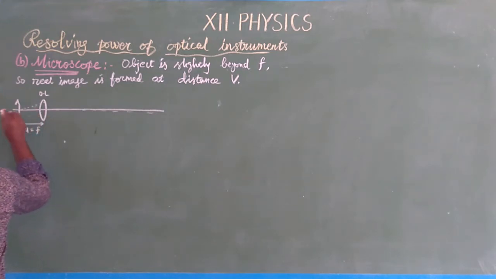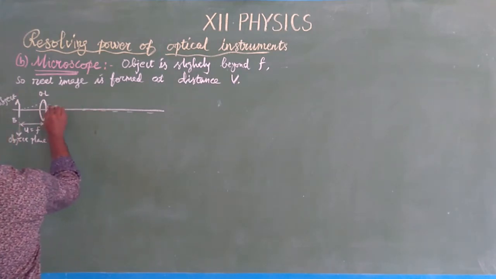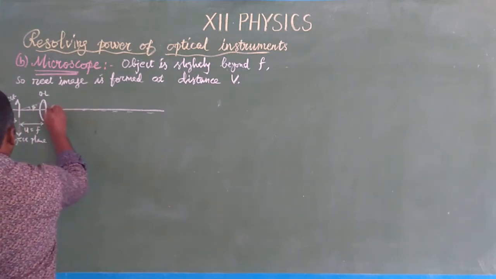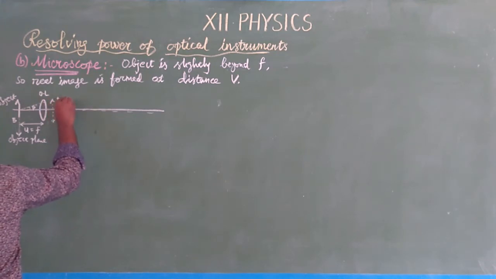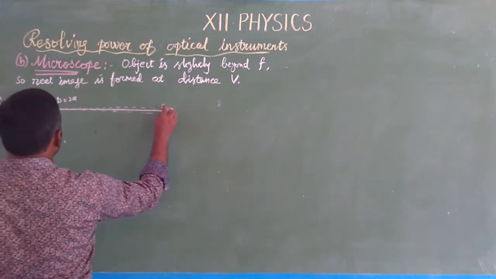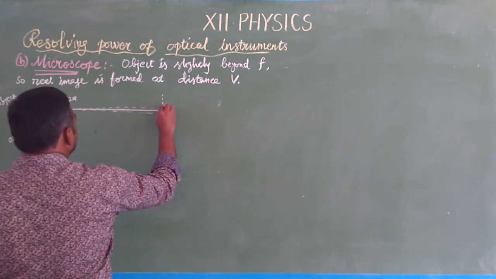We have placed it beyond the F, and this is the object distance, and this one is called the object plane. This is the object, and it forms the image. The final image is obtained here, and this makes an angle beta. Already we have seen that. This is the effective diameter of the lens, which is equal to 2a, and the final image is obtained here on either side as a bright spot, a very small bright spot. So this is the image which is captured.